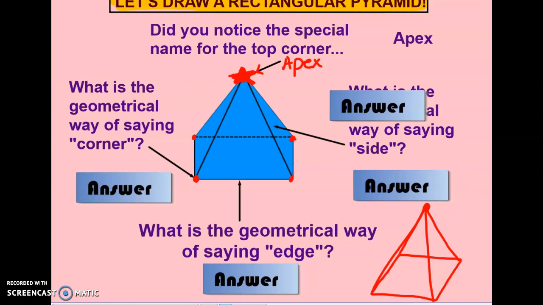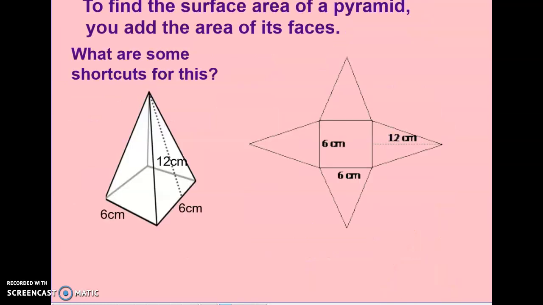Once again, sorry, got out of my order here. A rectangular pyramid is going to have a rectangle base. If I were to count the vertices on this pyramid, there are 1, 2, 3, 4, 5 vertices. My base is a rectangle right here. And because a rectangle has 4 sides, that means there'll be 4 triangular faces going up to the top, to that apex up here.